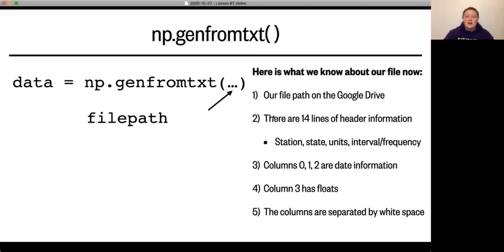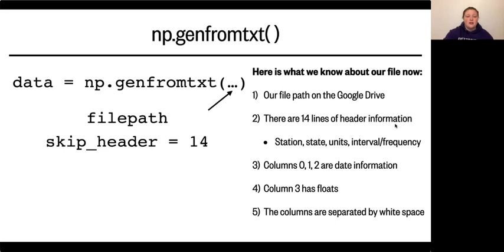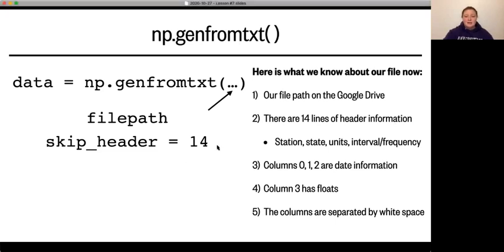The next thing we know is that there are 14 lines of header information. Now, unfortunately, genfromtxt can't differentiate those things. So we just want to skip the headers and get straight to the data. And we do that by saying skip_header equals 14, which is the number of lines the header information has. If you have a file with a different number of headers, you're going to change that number.